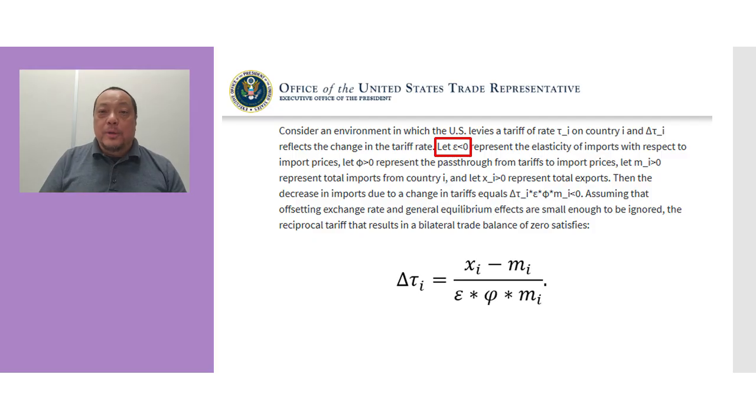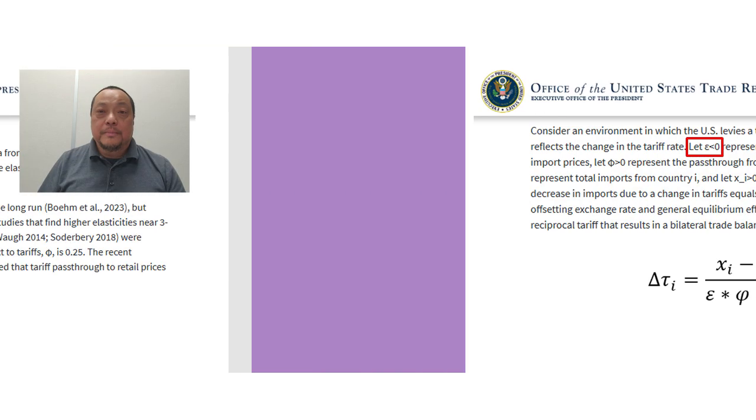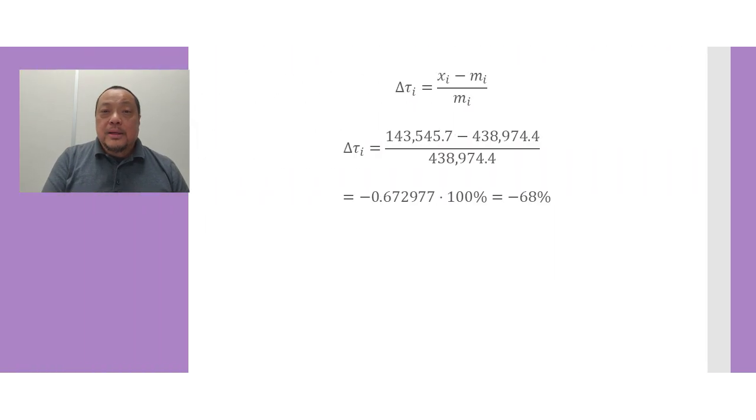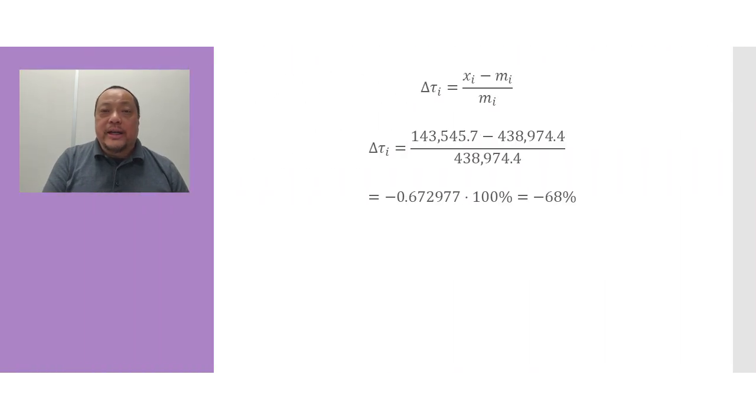Let's go back to the memo by the US Trade Representative. Up here, they say epsilon is a negative number. But down here, they say epsilon equals 4, which is a positive number. But that's okay. All that the negative part does is that it fixes the trade deficit in the numerator. Let's go back to the example with China. The numerator is negative, meaning there's a deficit.